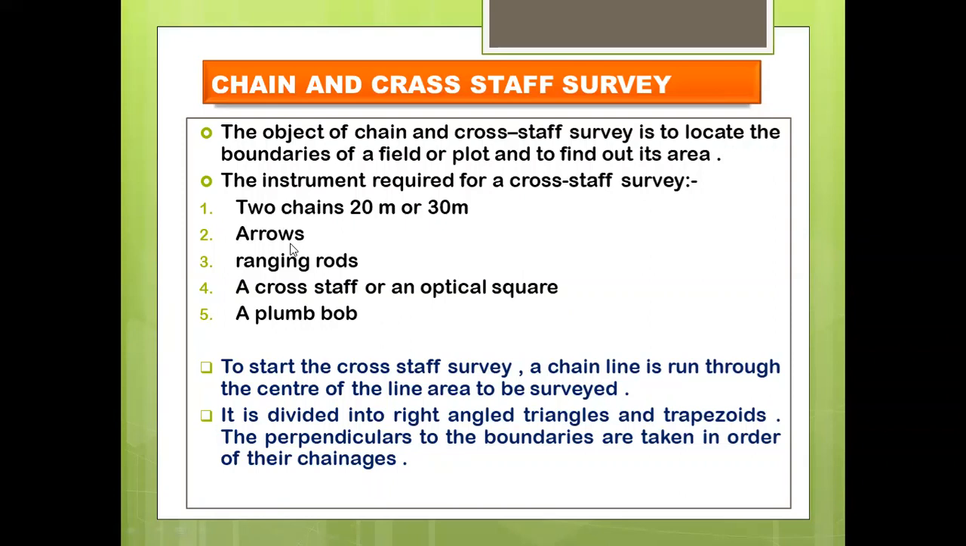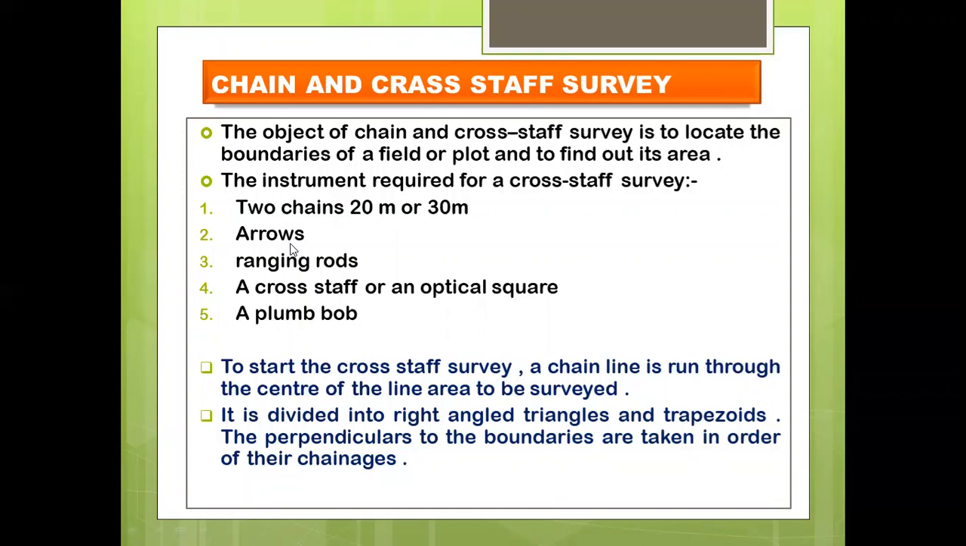And there are some instruments which are required for the cross staff survey. If we want to calculate the distance between two points, then we require the chains. It may be 20 meter, it may be 30 meter. Then for marking some points, we require the arrows. Then the third one is the ranging rod. Then the cross staff and optical square, with which we can offset some object. For that we require the cross staff and optical square. And the last one is the plumb bob.